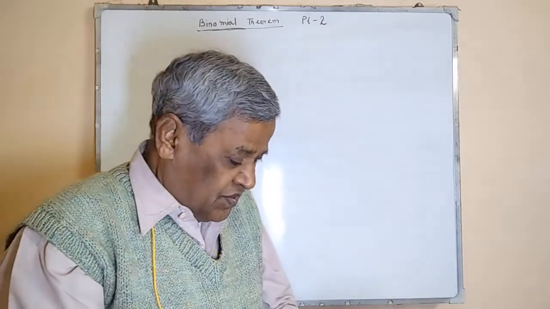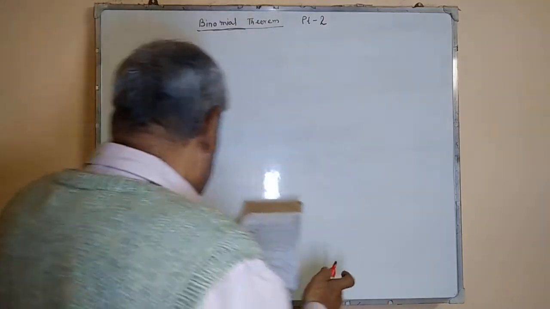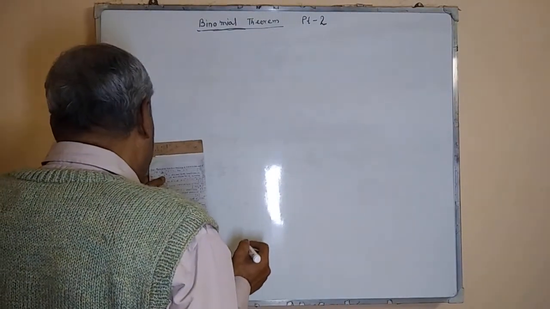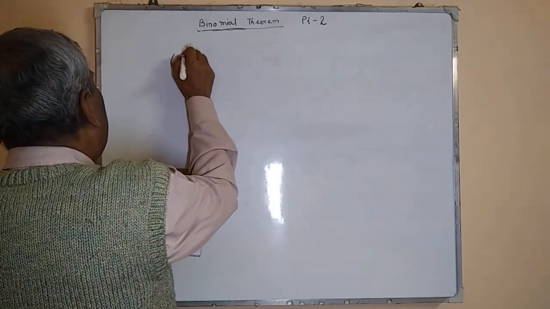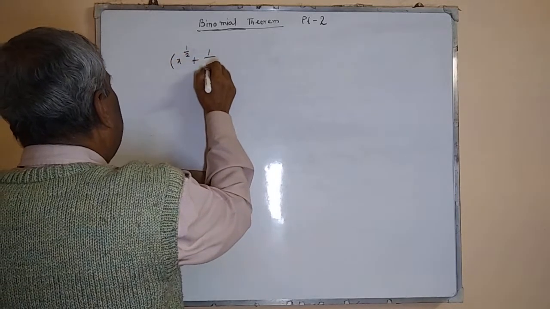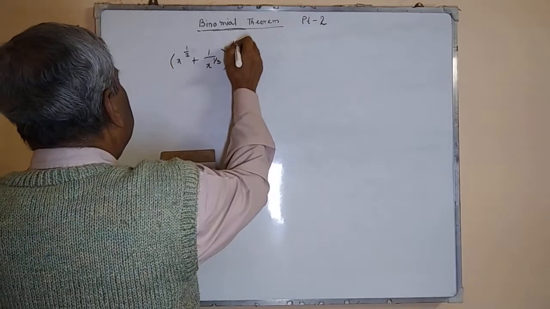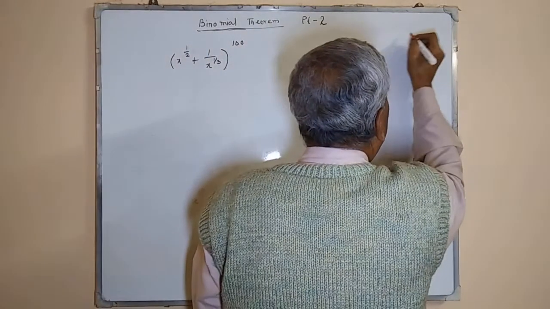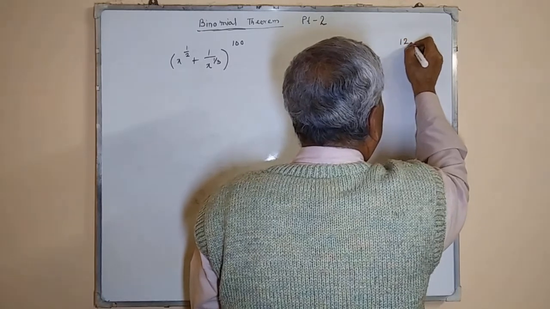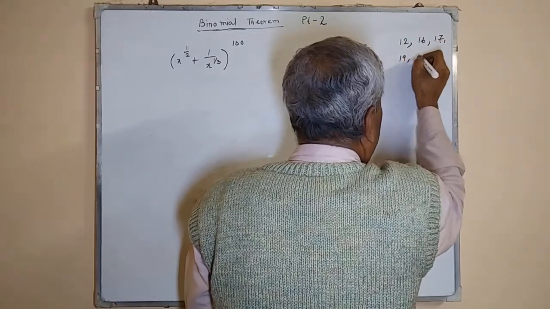We start with the problem. The number of terms containing integral power of x in (x^(1/2) + 1/x^(1/3))^100 is. Options are 12, 16, 17, 19 and 21.